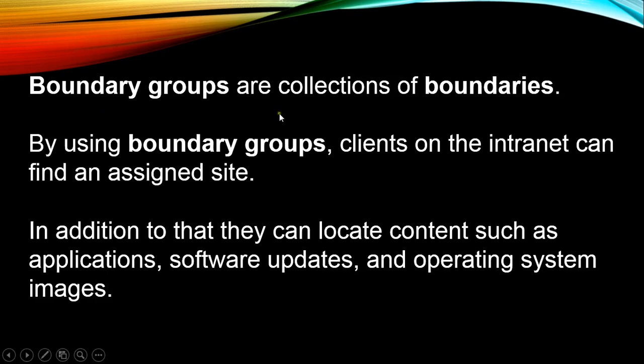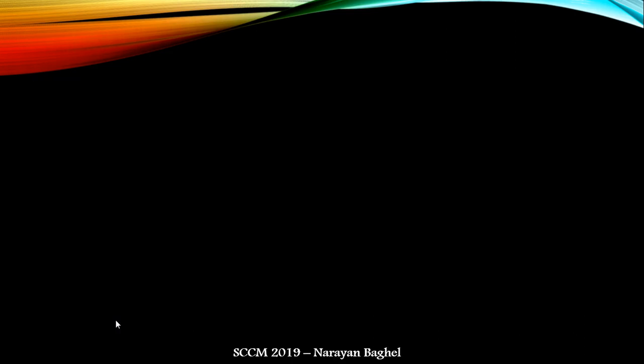And similarly, what is a boundary group? Boundary groups are collections of boundaries. There will be multiple boundaries in that. By using boundary groups, clients on the intranet can find an assigned site. In addition to that, they can locate content such as applications, software updates, and operating system images. So this is the basic information about what boundaries and boundary groups are. Now I will show you how to configure it.